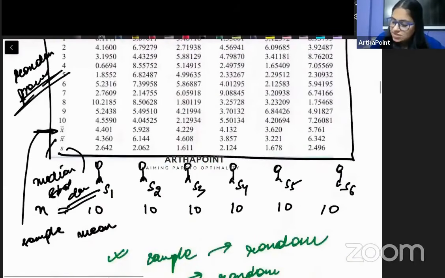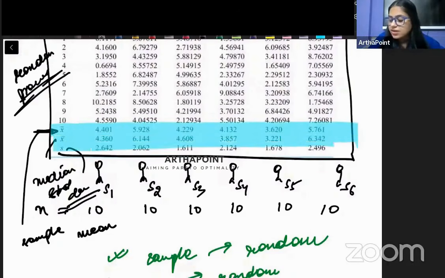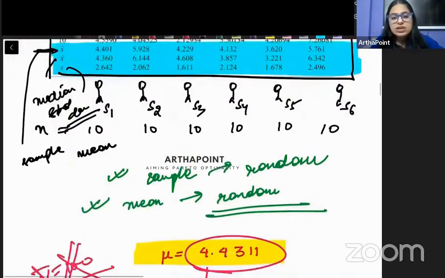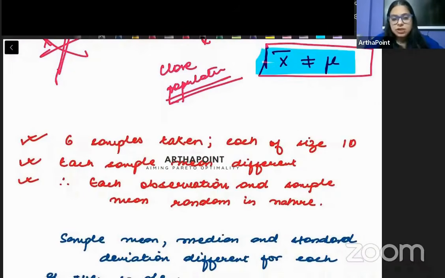So just go ahead and see here. Here the sample mean is 4.40, 5.92, 4.42, 4.1, 3.6 and 5.7. So we can clearly see that the sample means are not the same. They are different values. Sample के जो mean आ रहे हैं वो population mean के equal नहीं आ रहे हैं. They are different from the population mean. Right? Okay, beta. Now let's look into these 3 points that I have written.